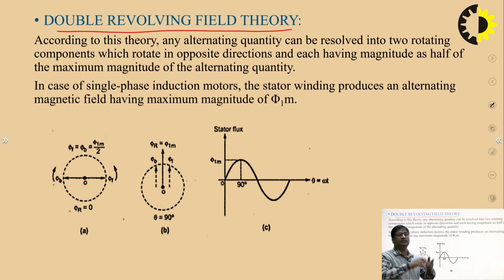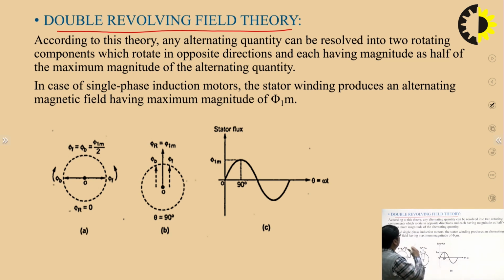Since this is a single phase motor, the stator has a single phase winding. When we apply the single phase supply to the stator winding, the stator flux is an AC flux, just like this. If you can see this diagram, this is the stator flux having the peak value phi 1 m. Phi 1 m is nothing but the maximum value of the stator flux.